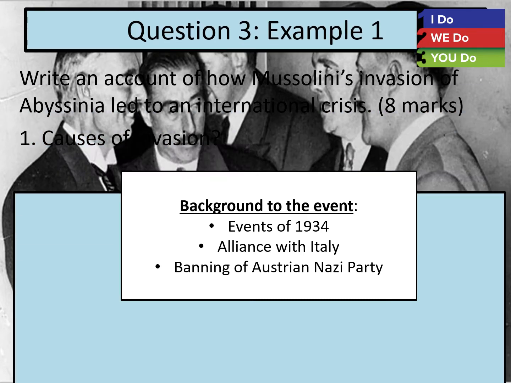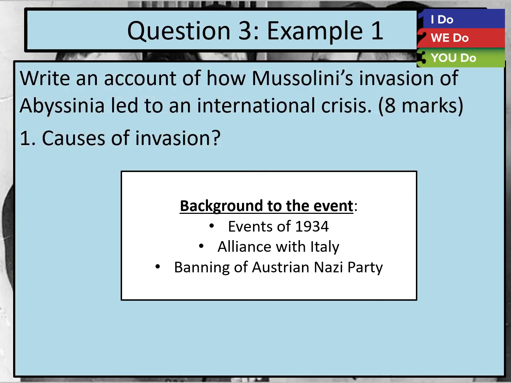What we're going to have a look at to start with then is the causes of the invasion, or the background to the event. So we're going to start off by thinking about, well, what happened in 1934? So in 1934, obviously Hitler had only been in power of Germany for a year, and a Nazi party had already been set up in Austria. Now, the Austrian Nazi Party rebelled and they actually murdered, assassinated the Chancellor of Austria, Dollfuss.